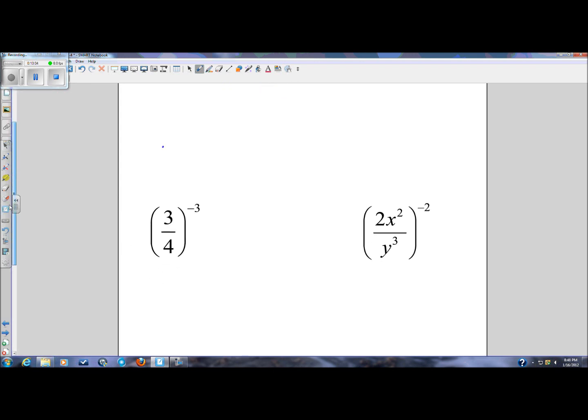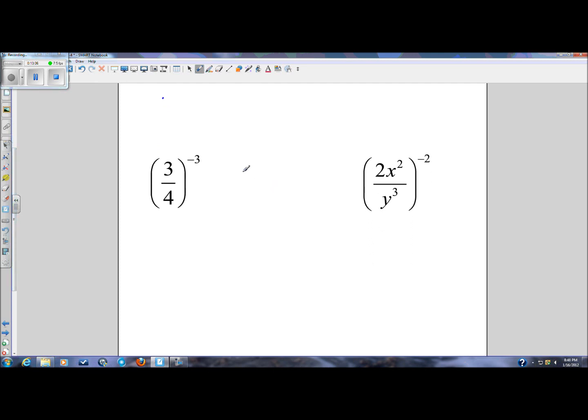Let's take a look. We have 3/4 to the negative 3rd power. That means we have 3 to the negative 3 over 4 to the negative 3. The exponents are both negative, so these two items need to switch places. So we have 4 to the 3rd on top in the numerator, 3 to the 3rd on the bottom in the denominator. So we get 64 over 27.